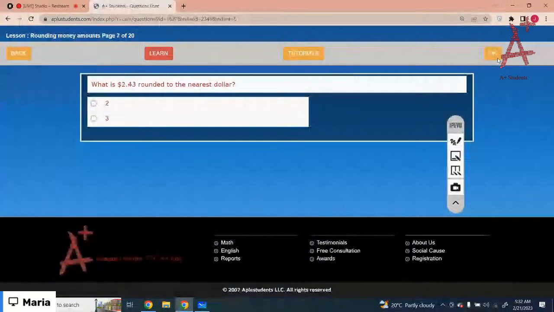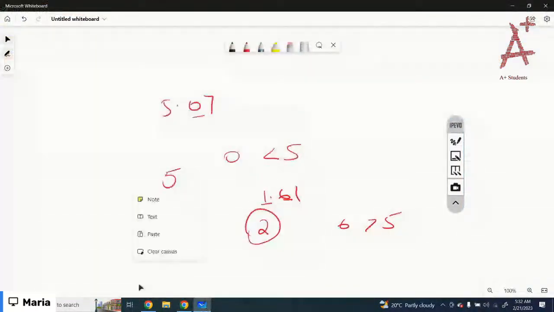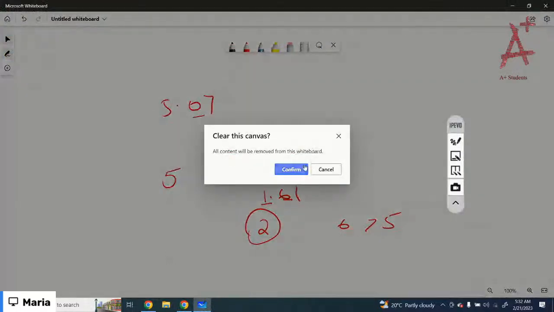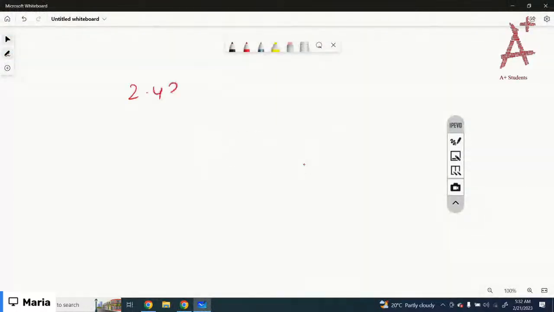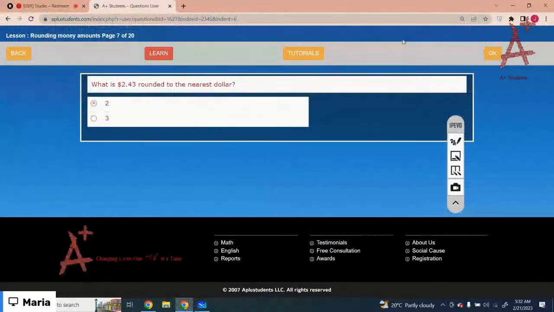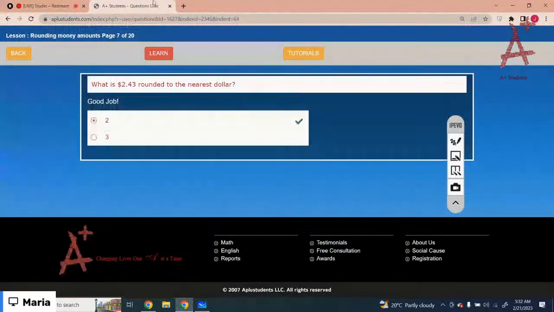Okay, the next one is what is 2.43 rounded to the nearest dollar? The first digit right after the decimal is 4. Is 4 greater than 5 or less than 5? 4 is less than 5. Got it? That means you have to round on the same dollar. So it would be rounded off to 2. Okay, you can complete the test by yourself later today. Let me just move on to the next lesson.